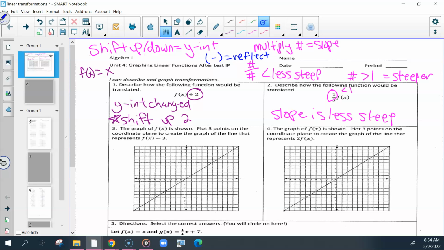Now, in the past, like on TestNav and practice SOL things we have, I've not seen them ask about this part, but they may, you never know. So if it was like negative 1/3, it would reflect and the slope would be less steep. If it was y equals negative x plus 2, it would reflect and the y-intercept would be moved up 2. So that negative on the front has nothing to do with the numbers when we're describing it like this.